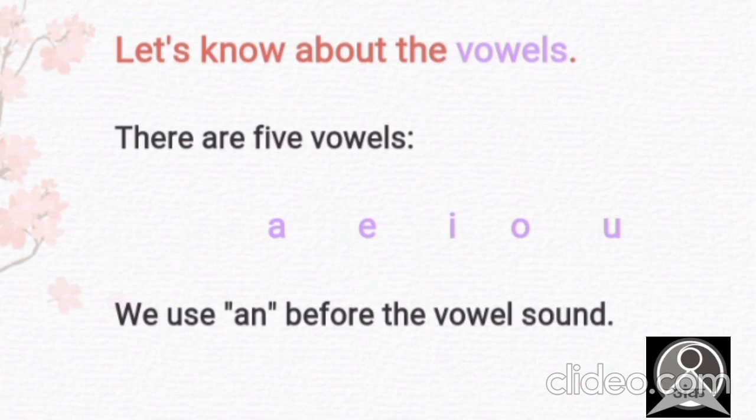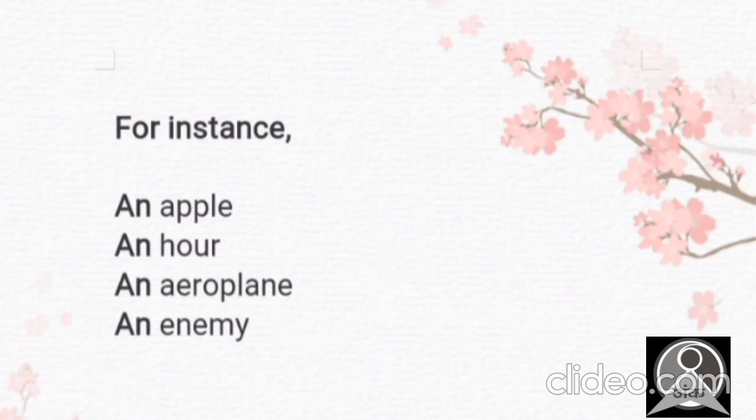Let's know about vowels. There are 5 vowels and those colored alphabets were vowels, okay? There are 5 vowels: A, E, I, O, U. And we use an before the sound of a vowel. All we have to notice is the sound of the vowel, because there are some words which actually start with a consonant letter but sound like a vowel, so we have to put an before them.